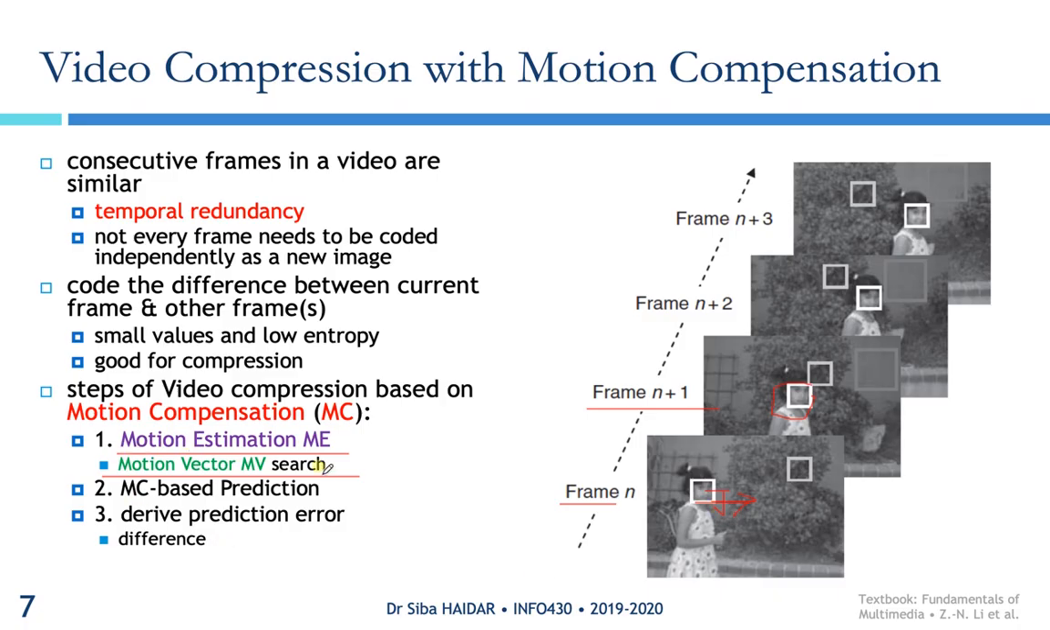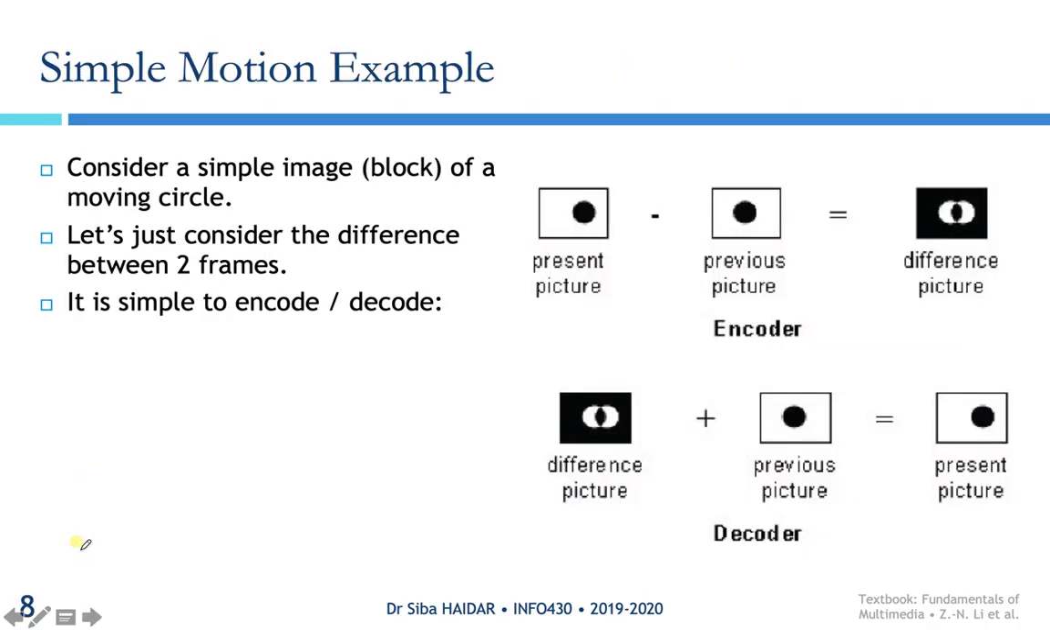Once you have estimated the motion, you know the motion vector. It is +2 lines, +3 columns, etc. You do the motion-based prediction, and after the motion-based prediction, you derive the prediction error, which is a simple difference between two matrices. How do we do these three steps? We will see now in the next slides.